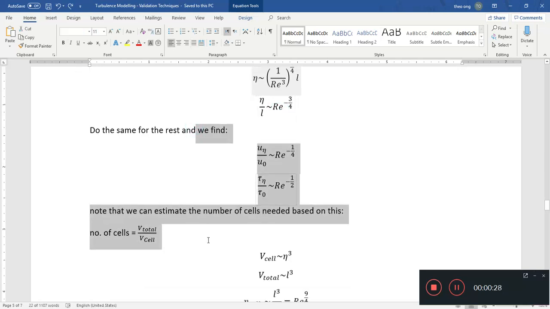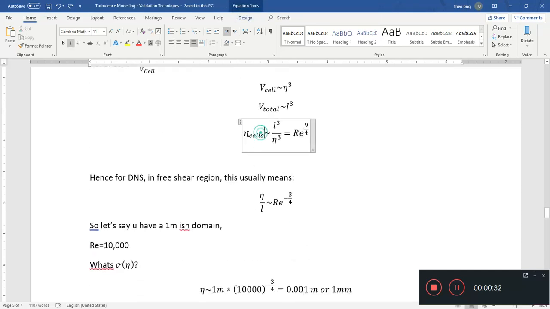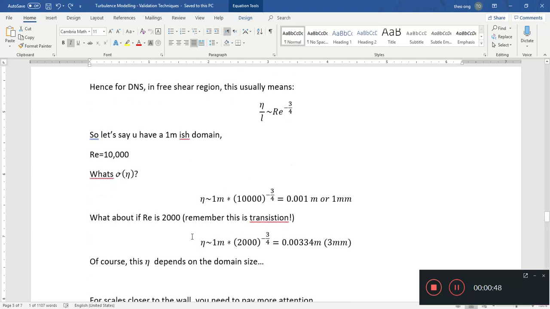So we can estimate the number of cells, and we found that it scales as Reynolds number to the 9/4. This is actually in the free shear region. For the boundary layer, there will be a different correlation, but let's just do Kolmogorov scaling first. So let's give an example.